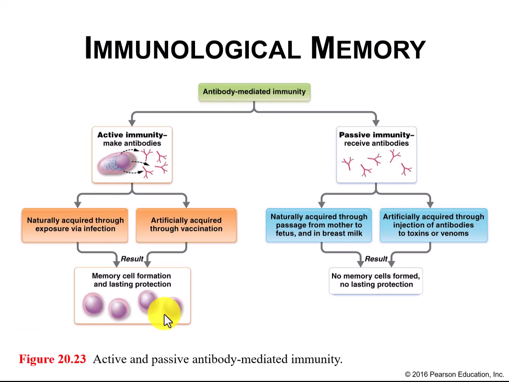Passive immunity, this is what we were talking about with those IgAs, where they can be passed from mother to child. They are passed through the breast milk. So naturally acquired, but short-lived because you're not making it yourself.